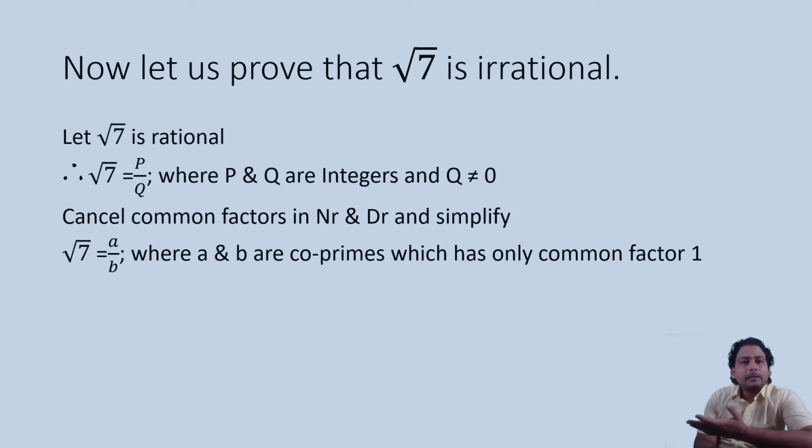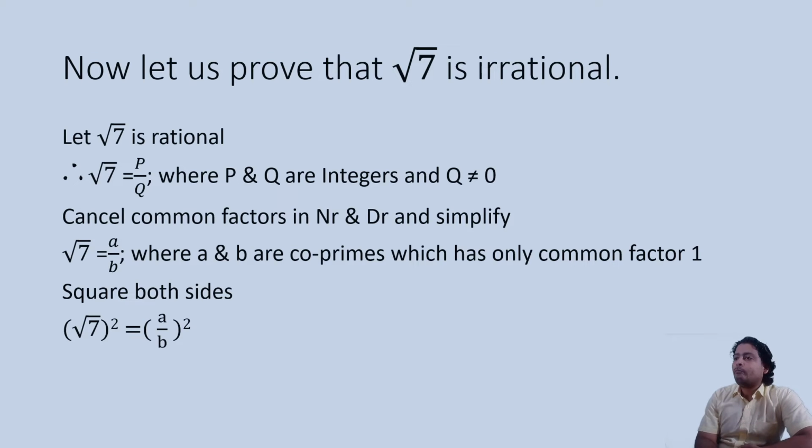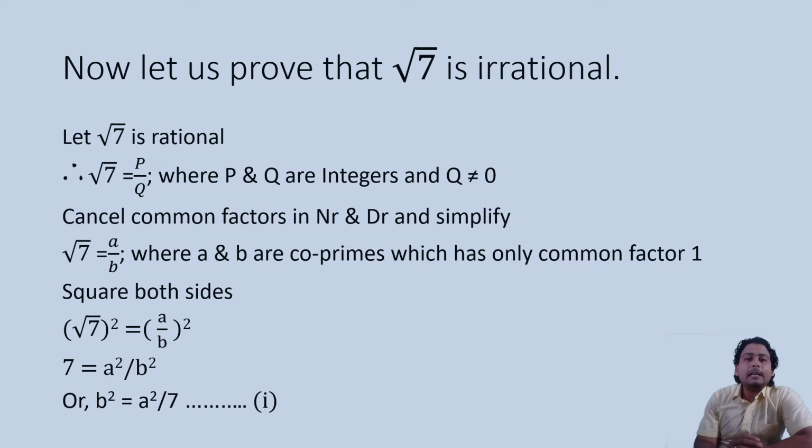So next step is to square the right hand side and the left hand side. So we will square both sides, right? So root 7 square is equal to a by b whole square. After squaring, the root will be removed and we will get 7 is equal to a square divided by b square. Now we will simplify it and we will get b square is equal to a square divided by 7. And let us say this is equation 1.